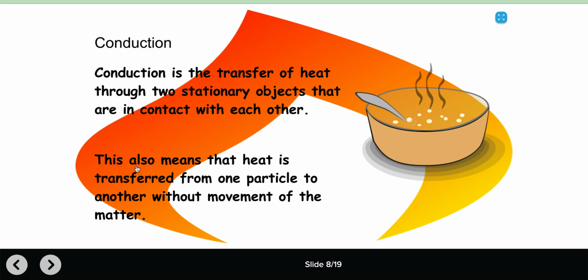So this also means that heat is transferred from one particle to another without movement of matter. That means that the soup particles don't have to go into the spoon in order to transfer heat. They are not moving around. They might have been at one point, but now they're not. Okay? And the reason I even said that they were is because of the next method that we are going to discuss after the example.